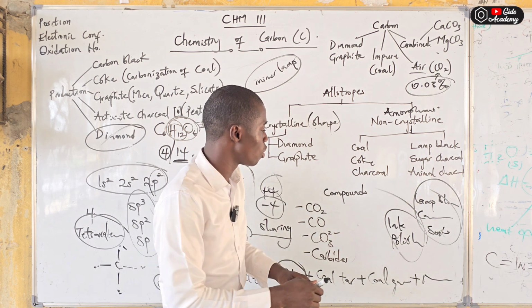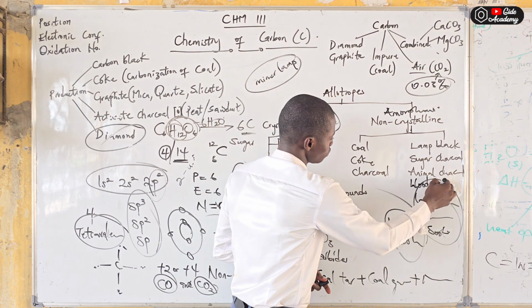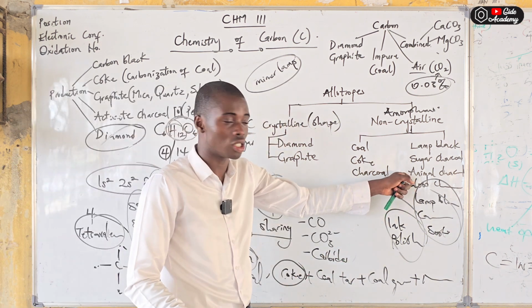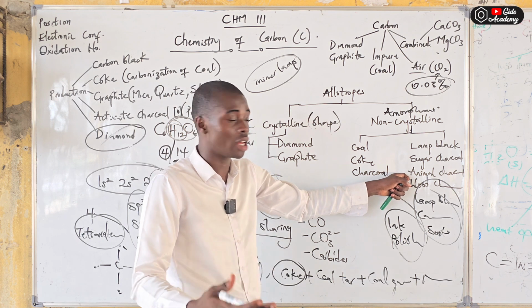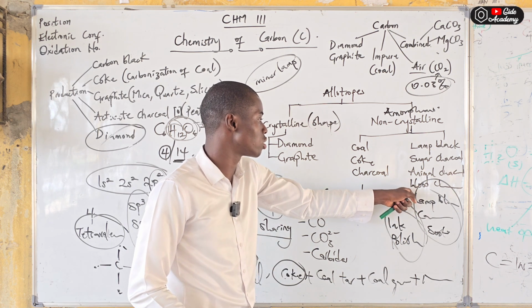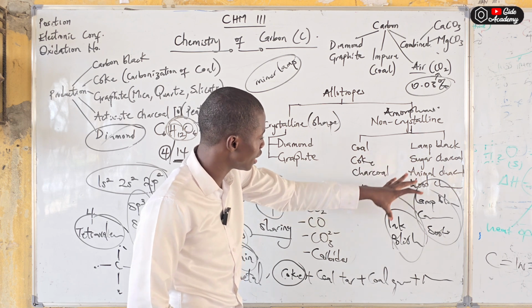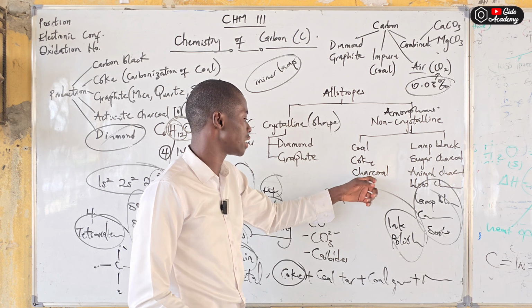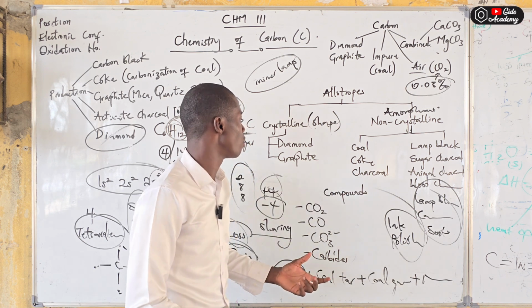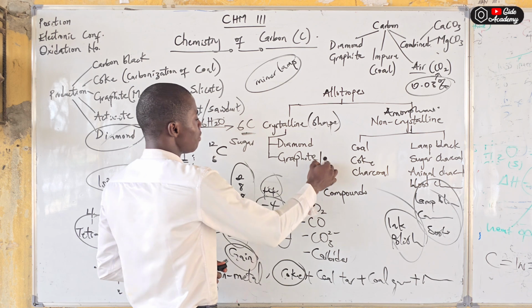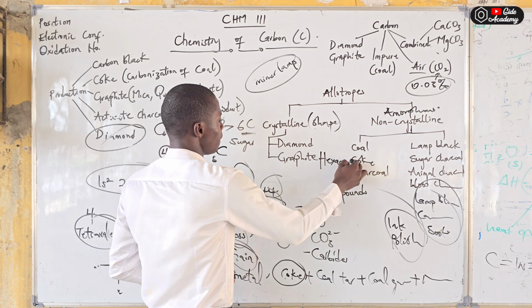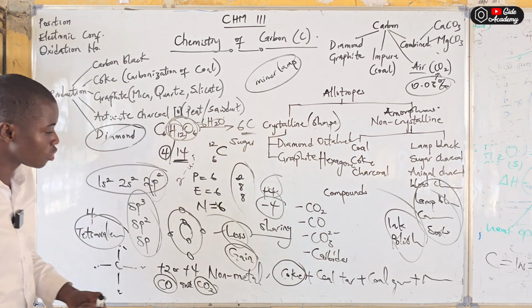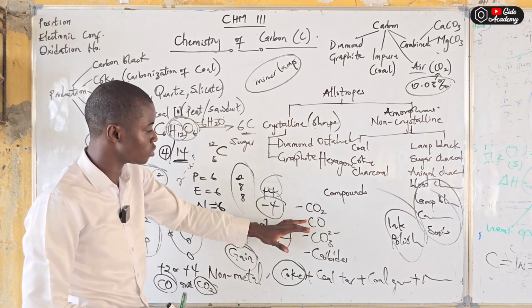Then we have wood charcoal and animal charcoal. Animal charcoal: when you heat animal bones in the absence of oxygen, or absence of air, you are going to form animal charcoal. The same goes for wood charcoal. All these ones here are non-crystalline carbon. For example, if someone asks what is the shape of charcoal, you can't give a shape of charcoal, but you can give a shape of diamond. Diamond is usually octahedral, while graphite is hexagonal.